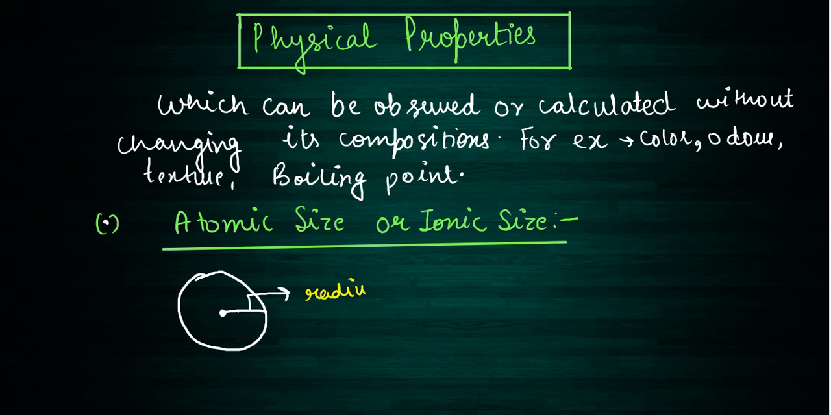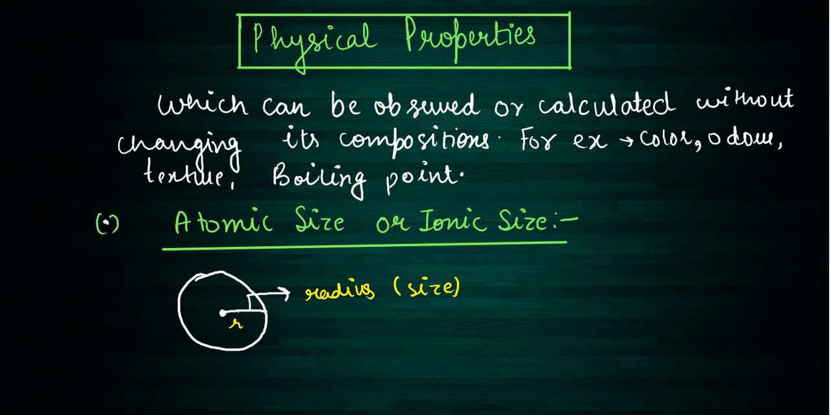That is r. Now, if the radius of an atom is bigger, then its size is obviously bigger. And if the radius of an atom is small, then its size is also small. So atomic radius, that is radius from nucleus to the last boundary, is used to define the atomic size of an element.